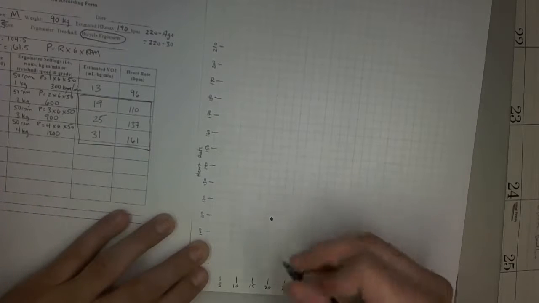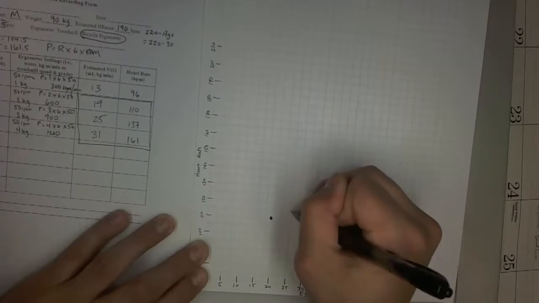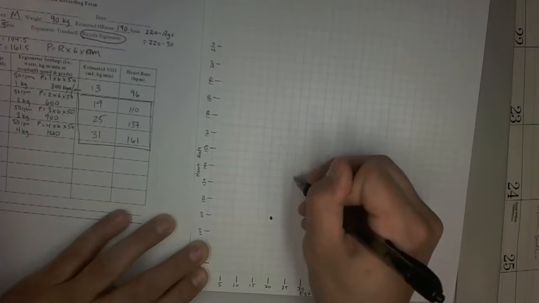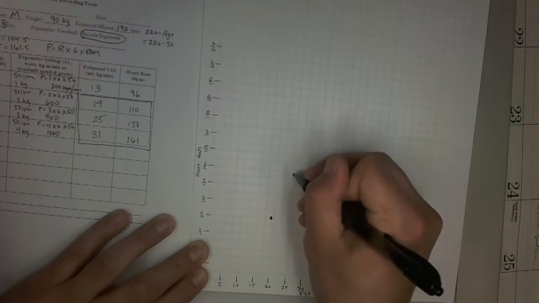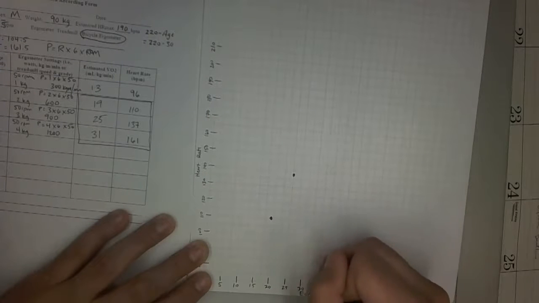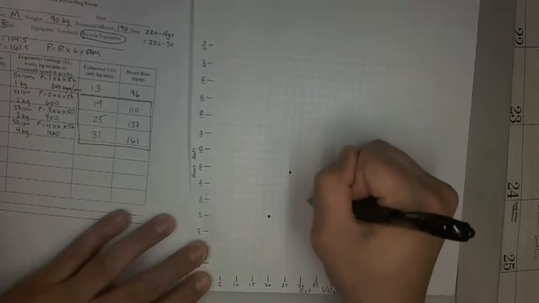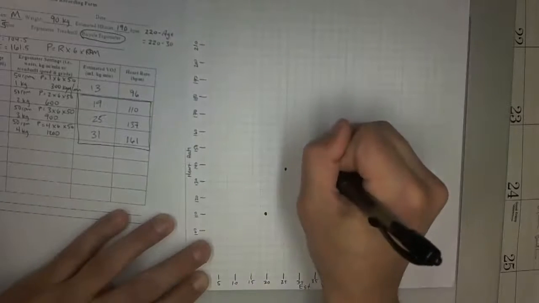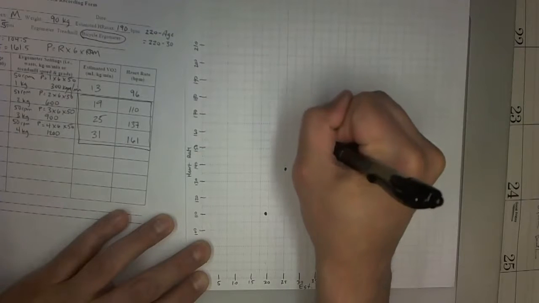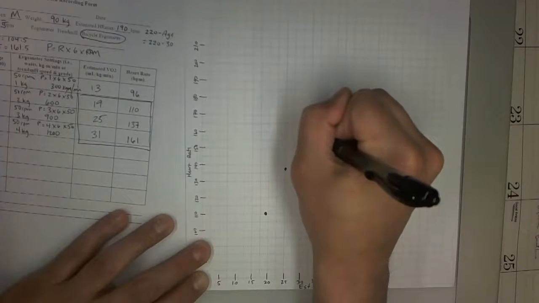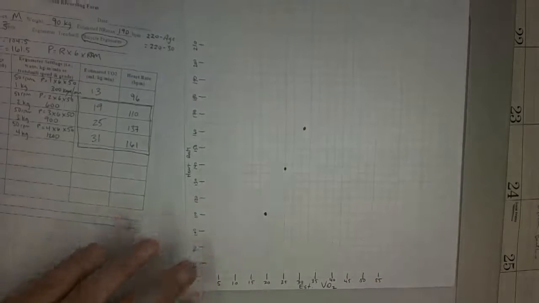We'll move to our next point, which is an estimated oxygen consumption of 25 with a heart rate of 137. And finally, we'll go to our estimated oxygen consumption of 31, and we will then plot the heart rate, seen here, 161. Okay, so there are our 3 data points that we have plotted.